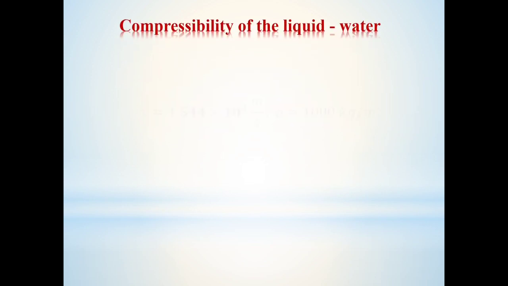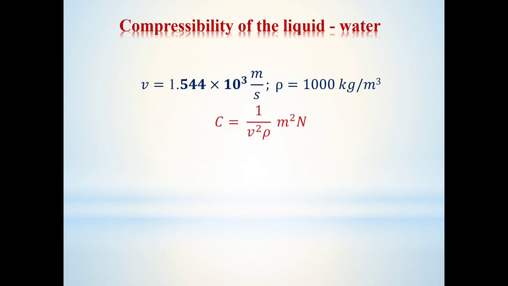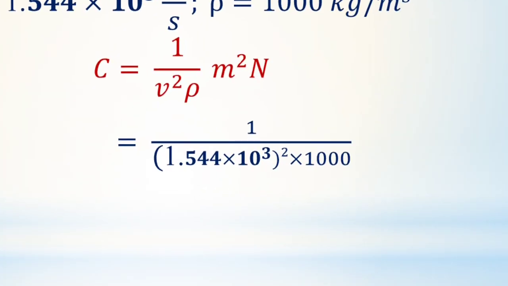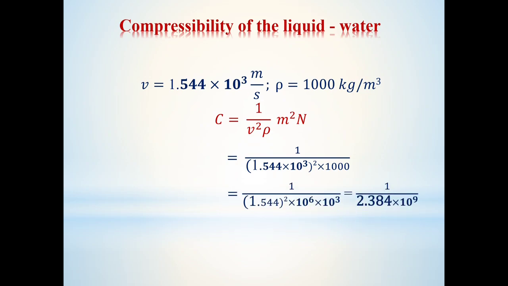Next, let us find out the compressibility of water. The formula to calculate the compressibility is C is equal to 1 by V square rho meter square per Newton. We know the density of water is 1000 kilogram per meter cube, and the velocity we just found is around 1.544 into 10 power 3. So let us put it in the formula. It will come out as 1 divided by 1.544 into 10 power 3 the whole square into 1000. This 1000 can be written as 10 power 3.